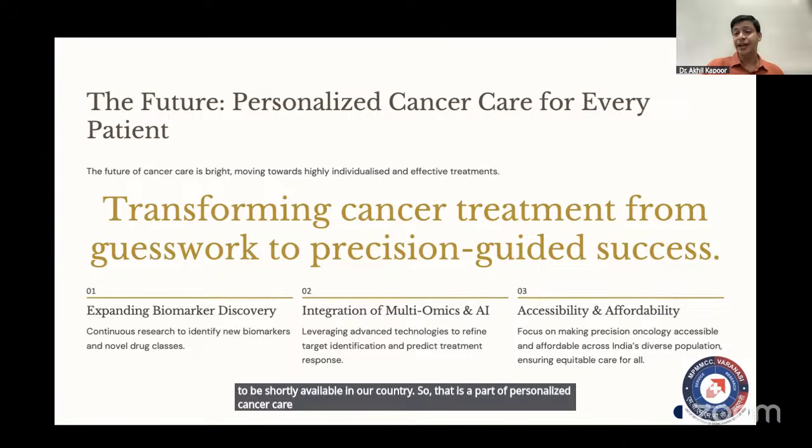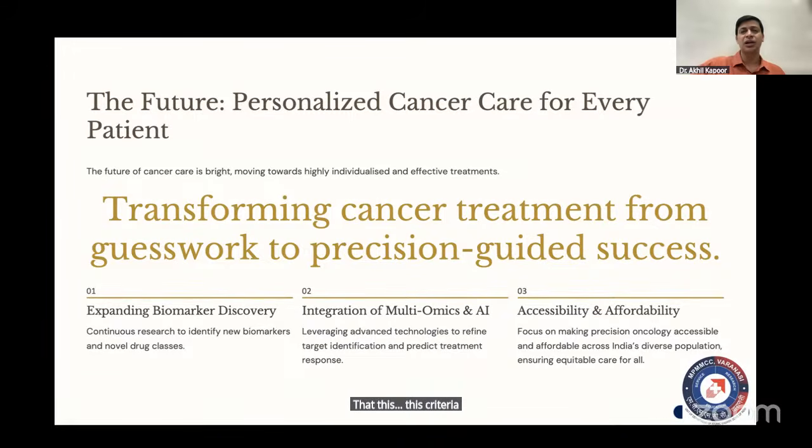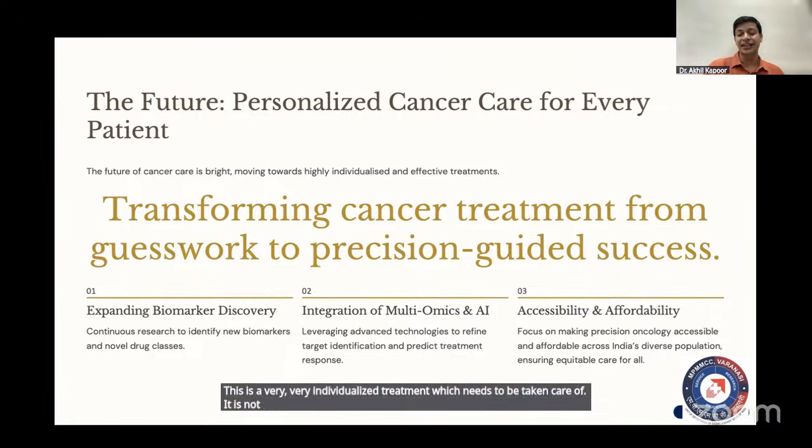Individual patient treatment will be difficult. It cannot follow a single rule that this criteria give this treatment, that criteria give that treatment. So this is a very, very individualized treatment which needs to be taken care of. It is not just a single treatment. And also there are many unanswered questions.